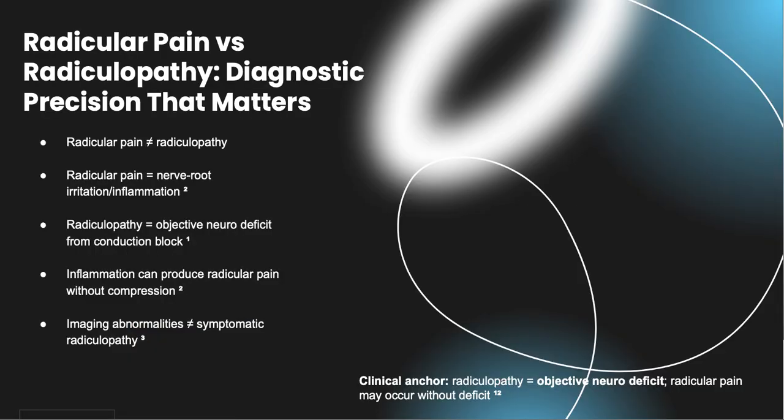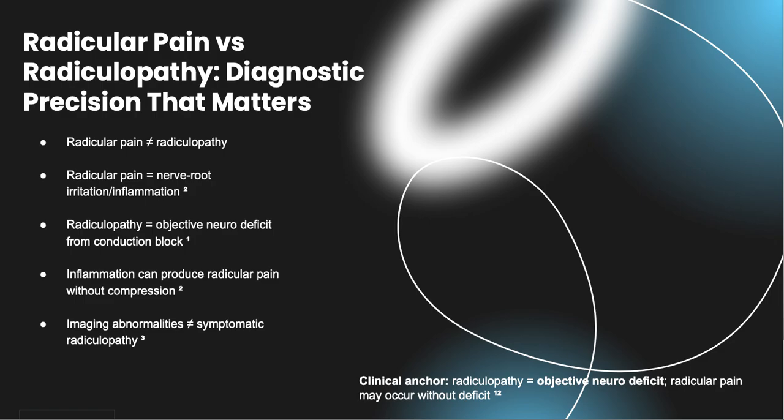Okay, now that we've talked about that, and before advancing, let's talk about the terminology. Finnegan et al. define radicular pain as pain that, quote, is caused by irritation or inflammation of a spinal nerve root, and it does not require a neurological deficit. It is a symptom mechanism.